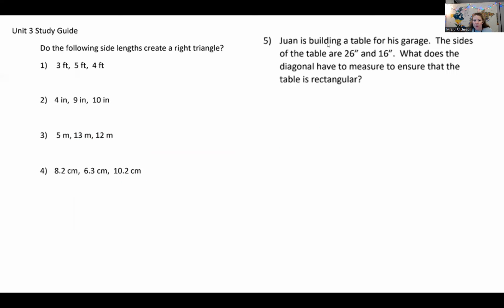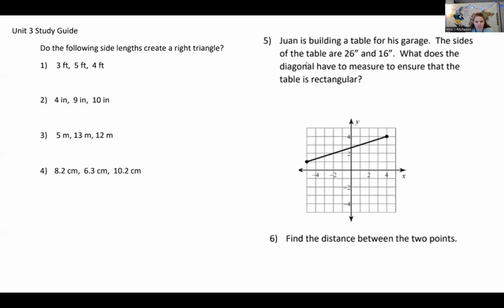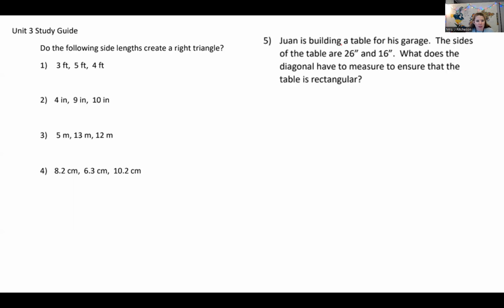All right, the next question says, Juan is building a table for his garage. The sides of the table are 26 and 16. So let me draw a table. The side lengths of his table is a 26 by 16.